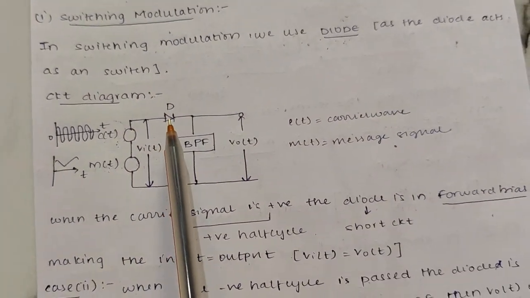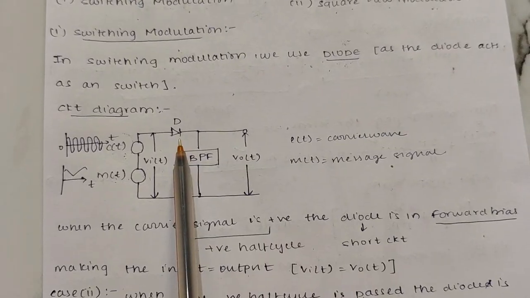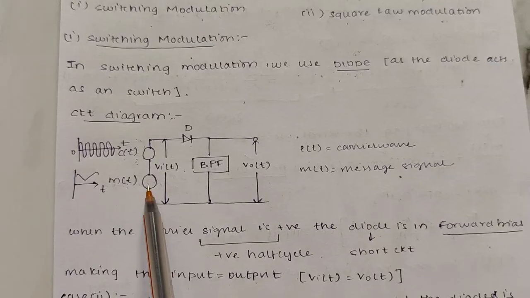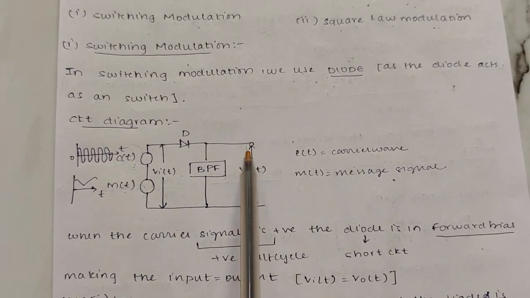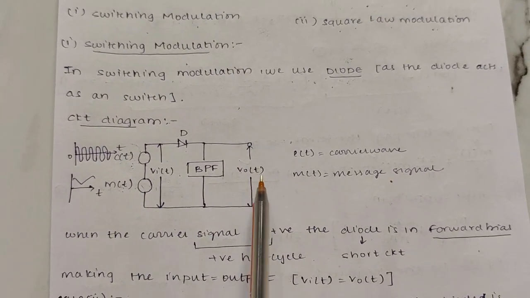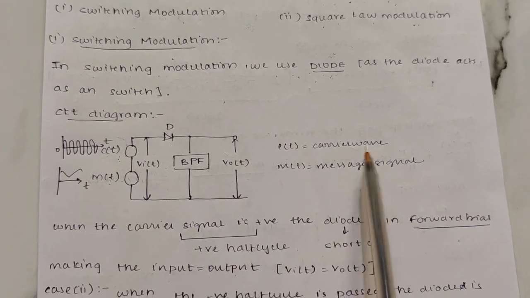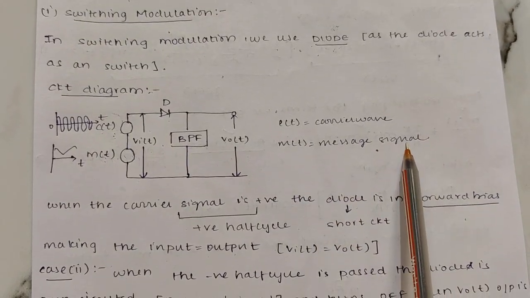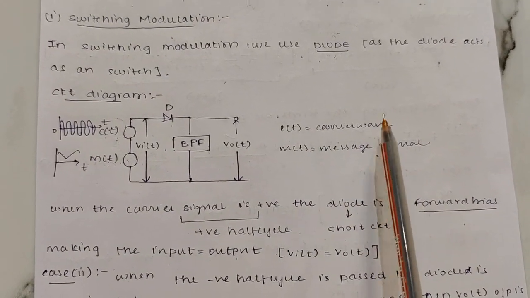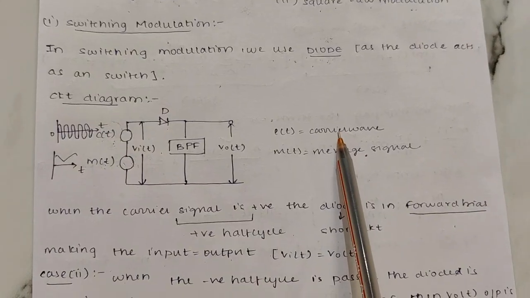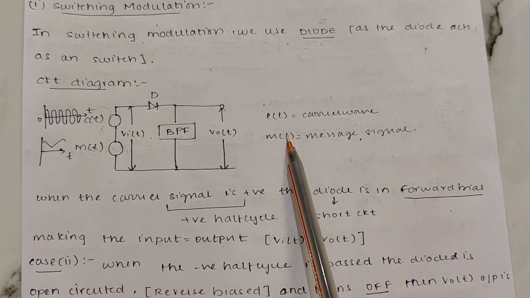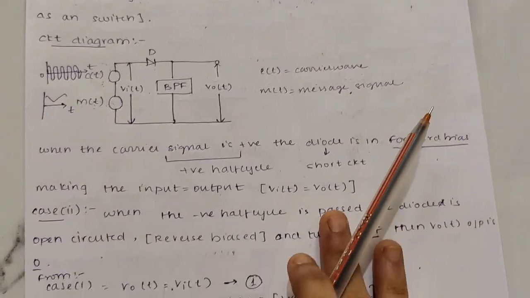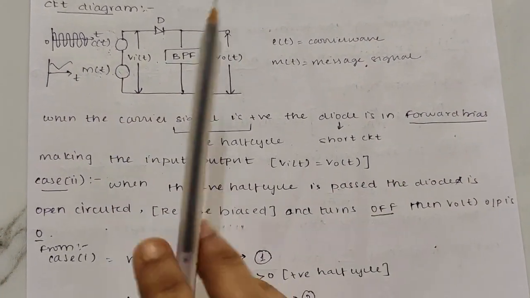As I said, the diode is the main component in switching modulation because the diode acts as a switch. When the carrier signal and the message signal are passed through a band pass filter, we get our output. Here I wrote C of t is the carrier wave and M of t is the message signal, where the carrier wave is the highest frequency signal. Why are we using the carrier wave? To transmit our message signal over a longer distance without any interference of noise. Now this is your circuit diagram.